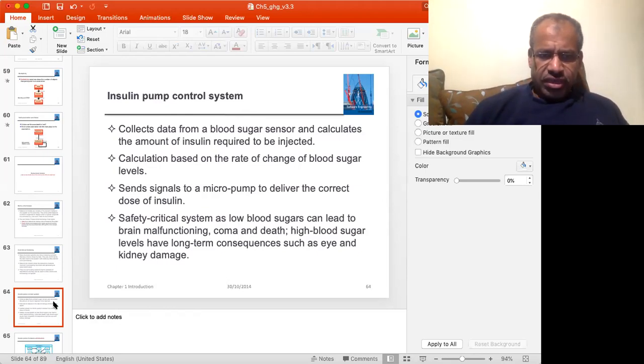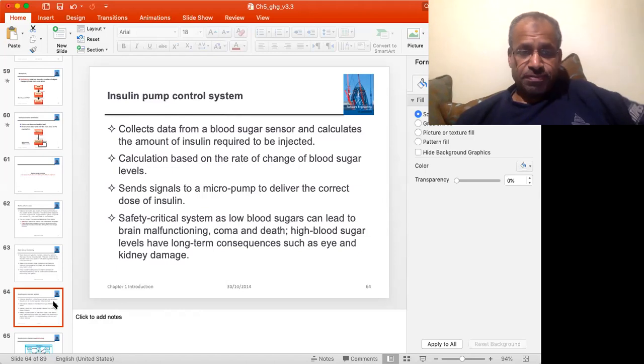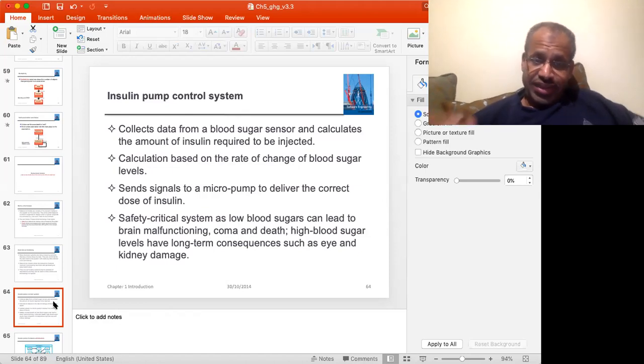Now, this is just the case study that we're going to use for some of the models that we look at here, which is an insulin pump control system. The insulin pump is a device for patients with diabetes. Its function is to collect data from a blood sugar sensor, or blood glucose sensor, and it calculates the rate at which the insulin needs to be injected. If blood sugar is going up too fast or dropping too fast, this will affect the dose of insulin that needs to be injected into the patient. The calculation is based on the rate of change of blood sugar levels as collected and calculated from the sensor. The system sends signals to a micropump to deliver the correct amount of insulin to the patient.